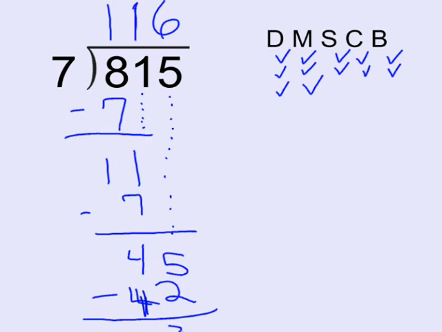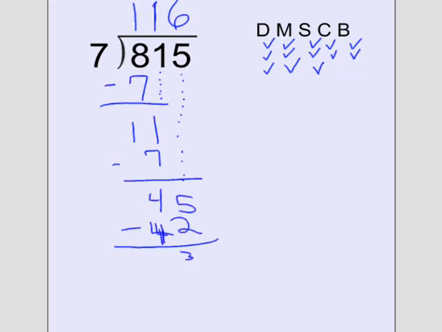Now you're going to ask yourself when you check, is 3 less than 7? Absolutely. So now you want to bring down. Well, wait, there's nothing left to bring down, is there? So these are like the leftover pieces, and we call that the remainder. So I'm going to put a little r up top in my quotient with a 3.